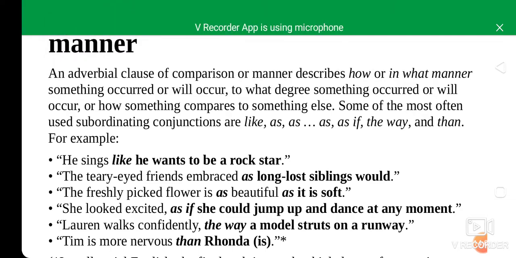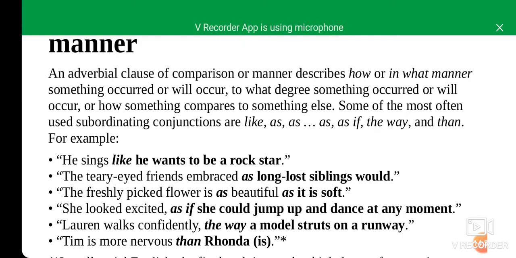For example, she sings like she wants to be a rock star. So her singing has been compared to that of a rock star. The teary-eyed friends embraced as long-lost siblings would. Here, as long-lost siblings shows the comparison with the love of the teary-eyed friends, because they were feeling a lot of emotions, as if they were long-lost siblings, and that is the comparison shown over there.